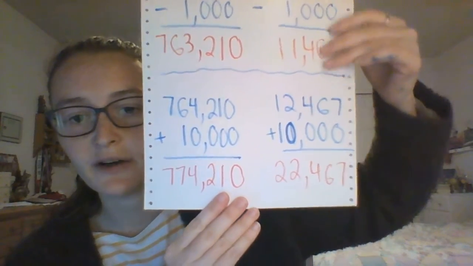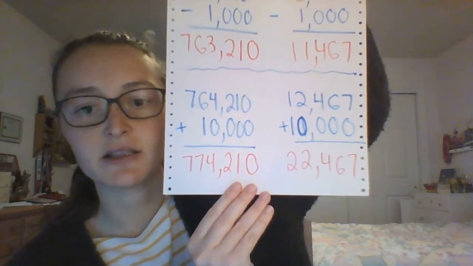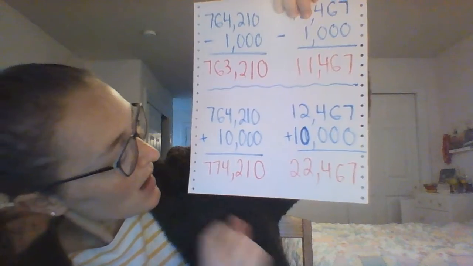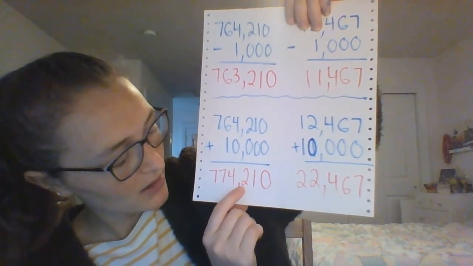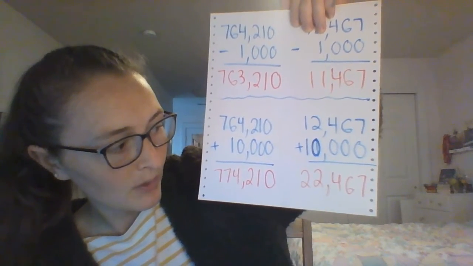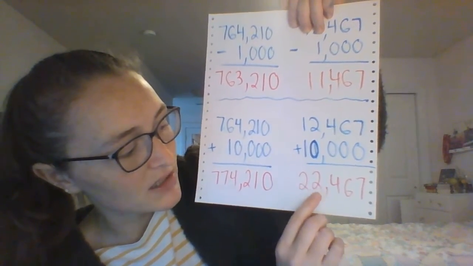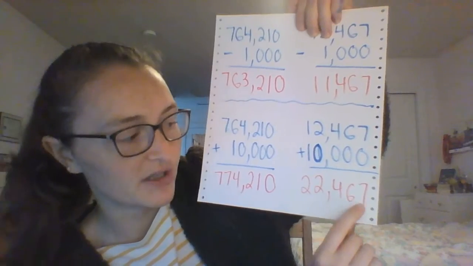Alright, so here we have our sums. Remember, sum is our answer to an addition problem. On the left, we have 774,210. On the right, 22,467.